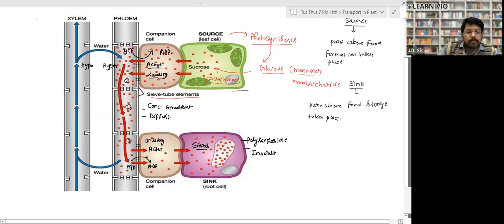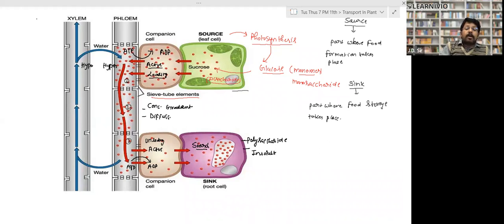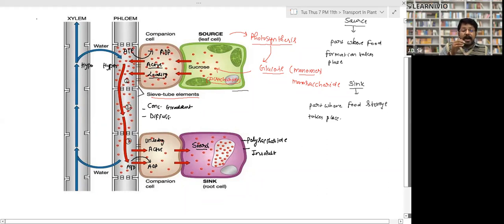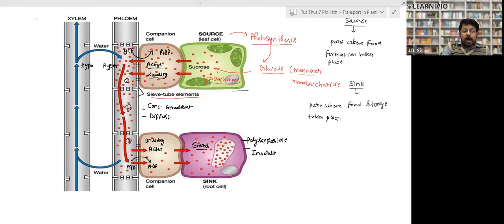When the substance reaches the place where storage or unloading takes place, what will happen? From the phloem or sieve tube element, the food is transferred to the nearby companion cell. Again, ATP is spent, means energy is spent. Again, this is an active process and this is called unloading. So look, transfer of food from companion cell to nearby sieve tube element is loading. Transfer of food from sieve tube to the companion cell at the sink is called unloading. Loading and unloading are both active processes. In both processes, energy is spent.